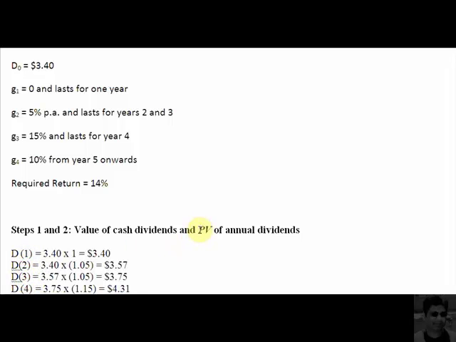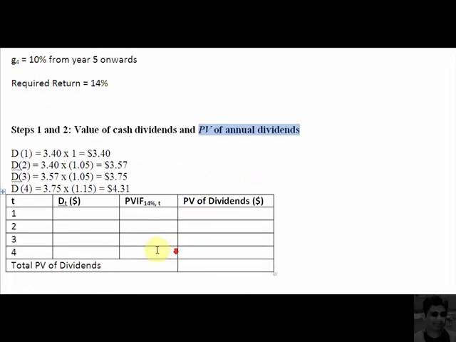Now the second step is to find the present value of these dividends. For that purpose, we make a neat little table here. The first column is filled with the time periods 1, 2, 3, 4, and then we just copy and paste our dividends from here into this column. So let us write here $3.40. In this cell, let's write $3.57. In this cell, let's write $3.75, and then the last one, $4.31.